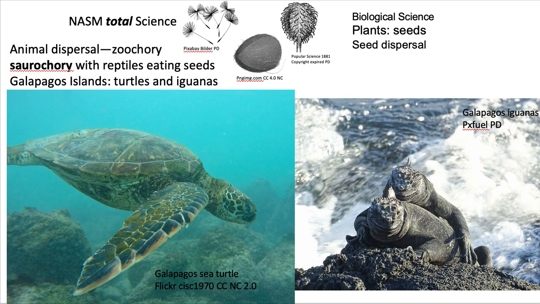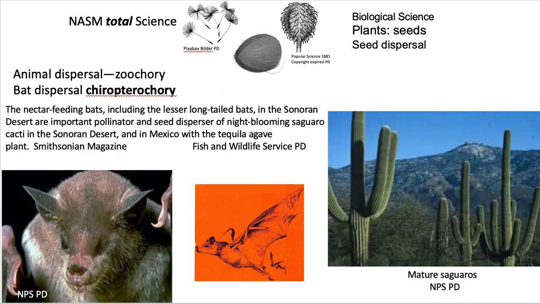And then the saurochory with reptiles eating seeds here in the Galapagos Islands, and bats, chiropterochory. So these particular bats are nocturnal, and the cactus here are night blooming, the flowers producing nectar, which is attracting the bats, and they in turn will disperse the seeds.